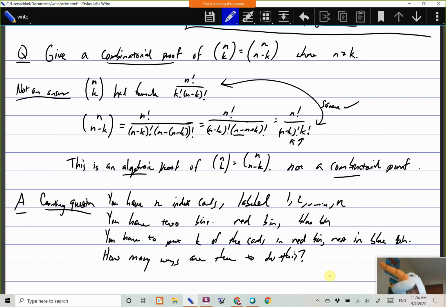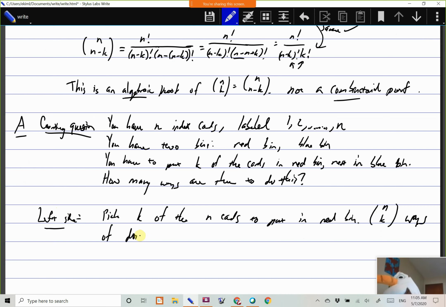So to address the left side of this equation, you have to choose. You pick k of the n cards to put in the red bin, and we should note that there are n choose k ways of doing this. And then the rest of the cards go in the blue bin. At this point, there are no choices to make. The rest of them go in the blue bin. So in total, there's n choose k ways to do this.